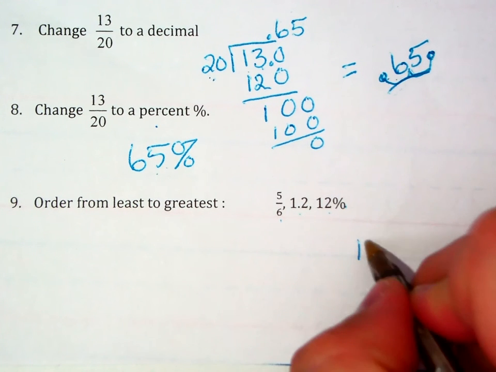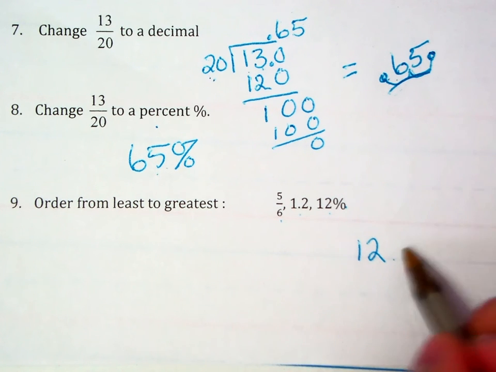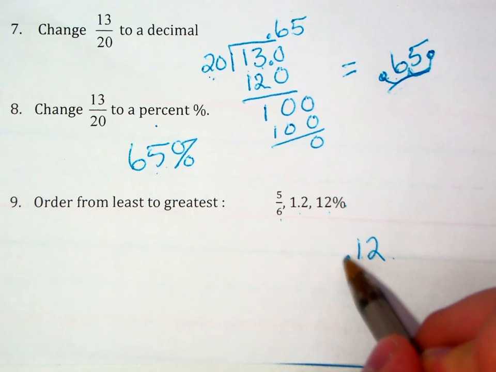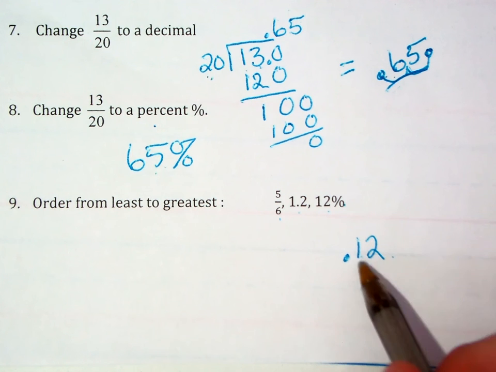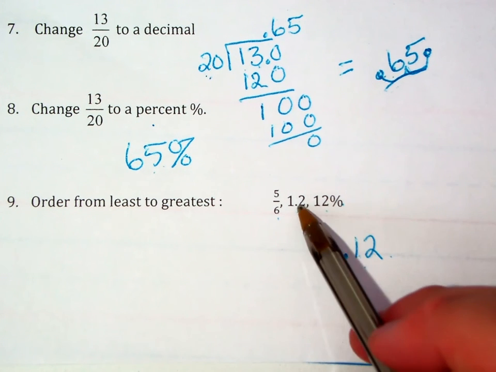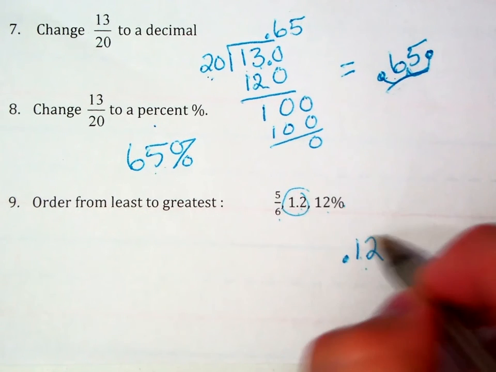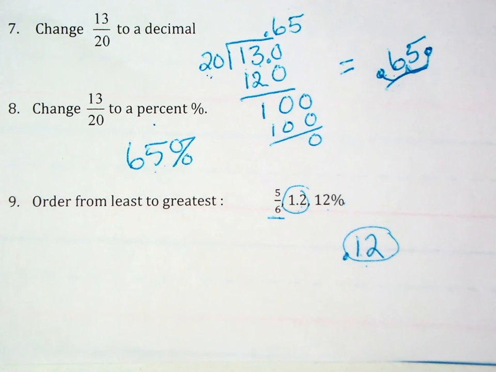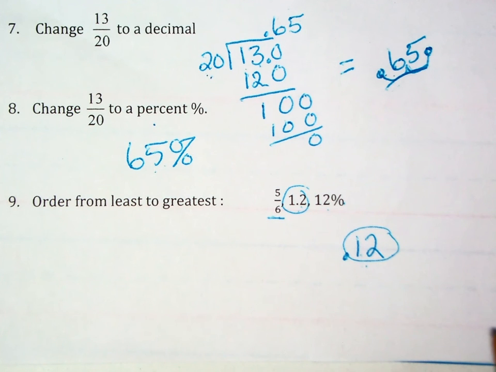If I have 12%, my decimal would be over here. So in order to change that to a decimal answer, I would move it 2 to the left, and that would give me 0.12. Now I know right away that 0.12 is less than 1.2, so I have 2 numbers that are somewhat in order. Now I need to figure out where 5/6 is in that order.